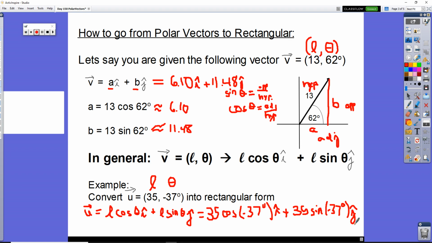Now again, when you plug this into your calculator, make sure you're in degree mode. The final answer for this should turn out to be 27.95 in the I direction and minus 21.06 in the J direction. Now, this actually makes sense because remember, an angle of negative 37 degrees is going to take you into quadrant 4, and quadrant 4 has you moving to the right and then down, which is what the I's and the J's are showing me here.